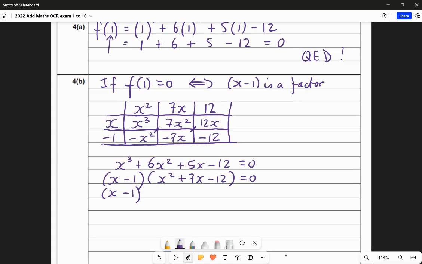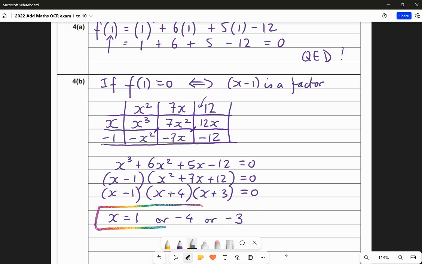So x squared plus 7x minus 12 factorizes into, sorry, I don't mean minus 12, I mean plus 12, because there's a positive 12 there. There's the negative 12 at the end, sure, but that's only because you multiplied positive 12 by negative 1. To factorize x squared plus 7x plus 12, you get x plus 4 and x plus 3. So I now have 3 factors of my cubic, and hence I have 3 roots. So my solutions are x is either 1 or negative 4 or negative 3. And those are my 3 solutions.